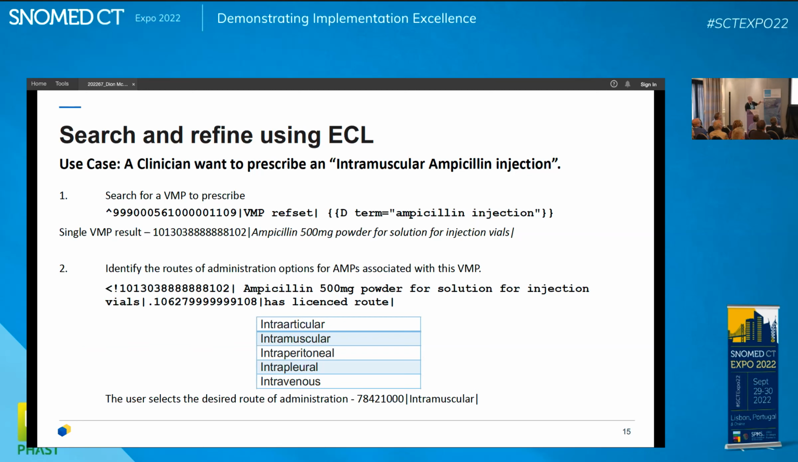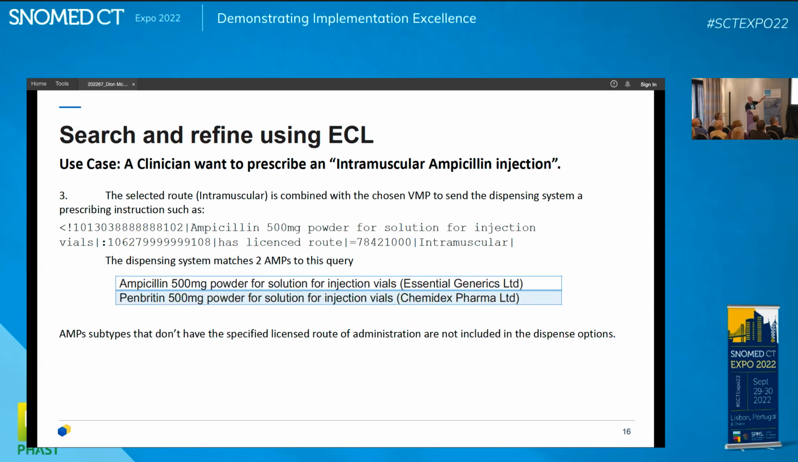But you can do other interesting things, like we used licensed route. Obviously not a defining characteristic of the product, but still really quite useful and interesting. So you can do something like, tell me what are the licensed routes for this particular product, and that's the list that you get. And then you can select that and say, well, show me all of the actual products, the branded, traded products that are a type of this generic thing that are licensed for that particular route, and you get the particular products. So using the defining and the non-defining properties in ECL and mix is quite useful.